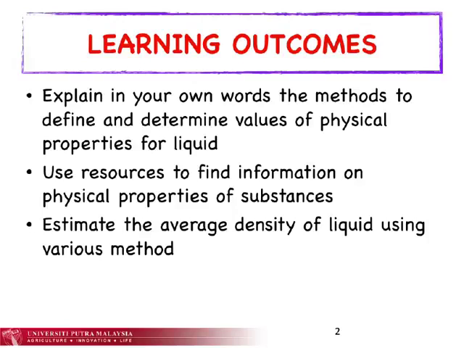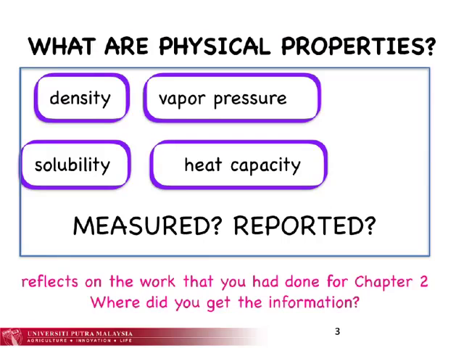At the end of this module, you will be able to explain the methods to define and determine values of physical properties for liquid, use resources available to get information on physical properties of substances, and estimate the average density of liquid using various estimation methods. As you will come to discover, problems in process analysis are rarely so conveniently self-contained. Before you can carry out a complete material balance on a process, you usually must determine various physical properties of the process materials and use these properties to derive additional relations among the system variables.